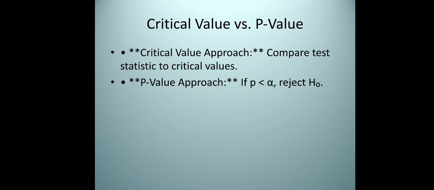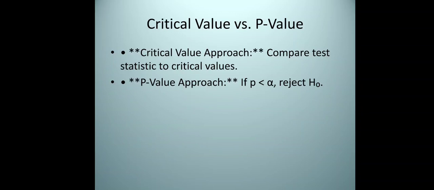The next point, critical value versus p-value. The critical value approach compares the test statistic to the critical value. For example, the calculated value is compared with the table value. If the calculated value is less than the table value, the null hypothesis is accepted. Otherwise, reject the null hypothesis.